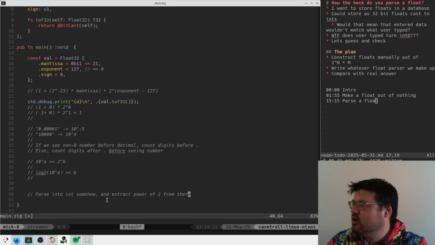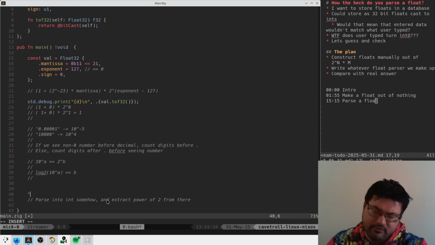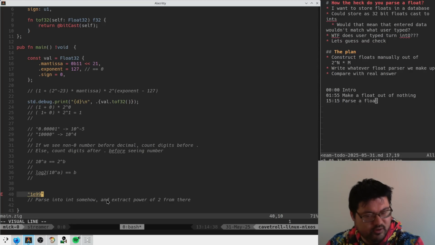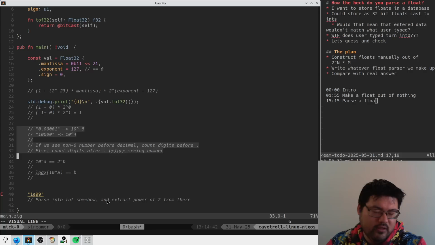Because you can represent really, really big numbers in floats, bigger than you could represent in an I64, I think. Because you can input a float as 1E99 or something, right? That's a thing you can do. So I suspect this is the right answer, or at least the answer that I would like to start with.